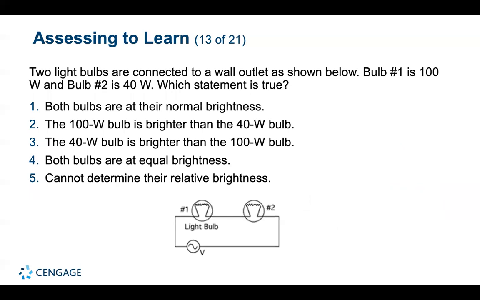Two light bulbs are connected to a wall outlet as shown below. Bulb number 1 is 100 watts. Bulb number 2 is 40 watts. Which statement is true? And the answer is the 40-watt bulb is brighter than the 100-watt bulb.